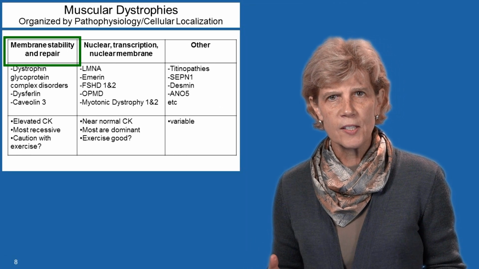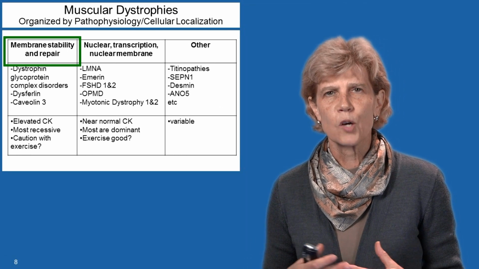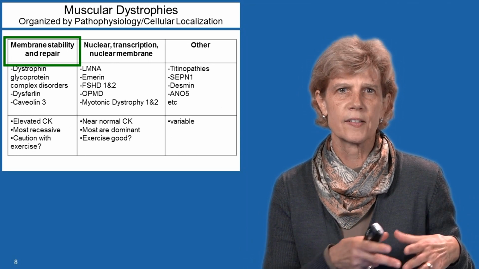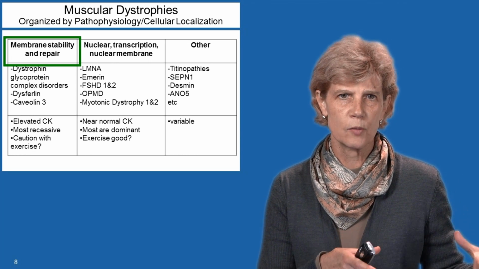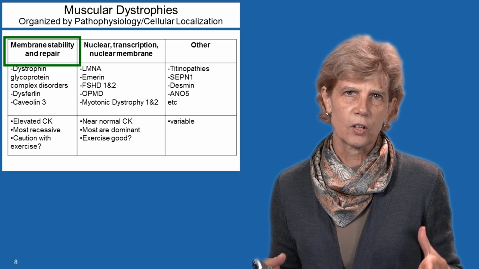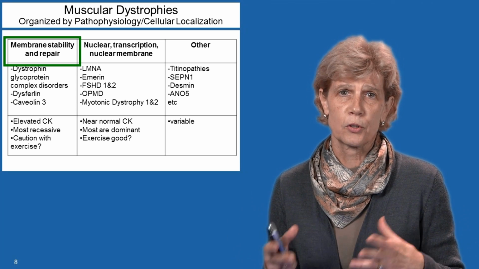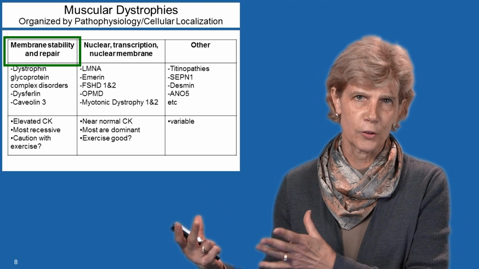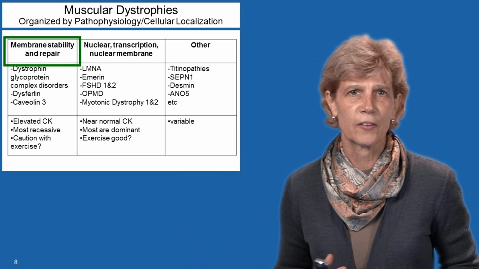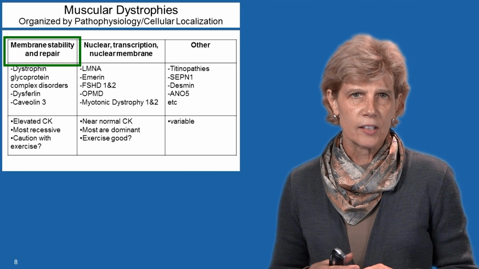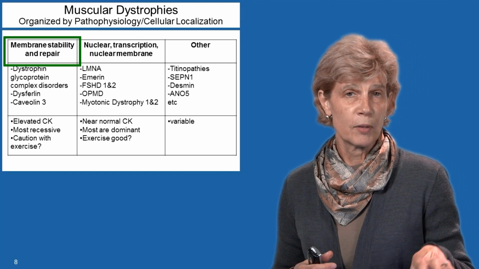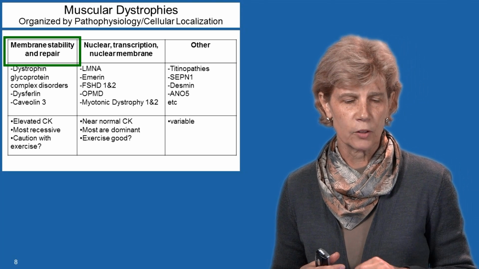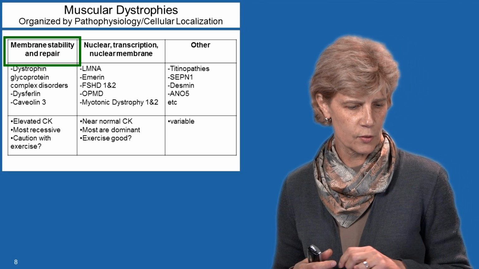So the pathophysiology organization is of some help to that. This is one way of organizing them: there are the disorders of membrane stability and repair, those that are involved in nuclear functions, so transcription, nuclear membrane, organization of the nucleus, and then others that we don't know for sure how they fit. What we're going to be focusing on today, and what I think you've primarily talked about in this course, are those involved in membrane stability and repair, the Dystroglycanopathies.